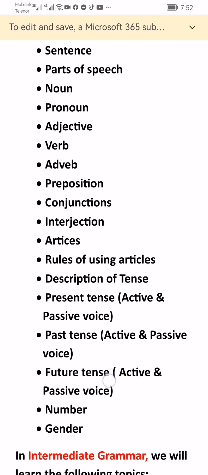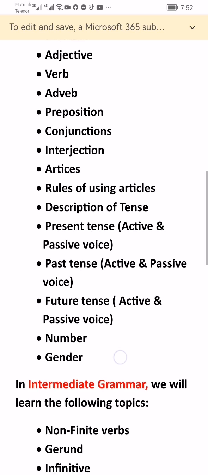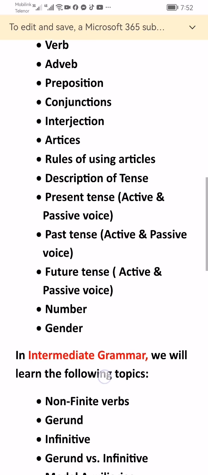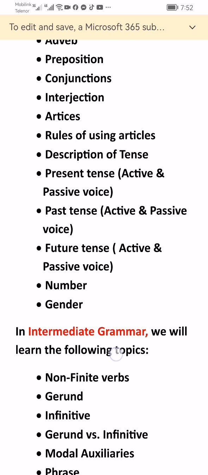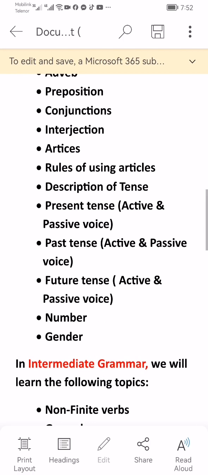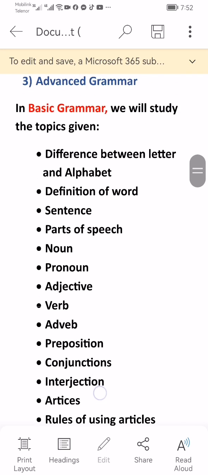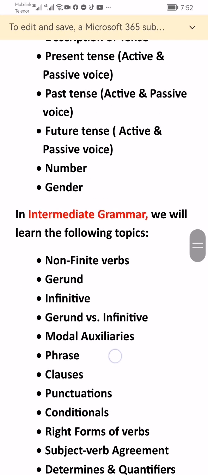Then we will discuss the description of tenses, what tenses are. Then we will discuss the three types of tenses: present tense, past tense, and future tense. And we will discuss in these tenses active voice and passive voice. And then in the last of this course we discuss the number of a noun, and lastly we will discuss gender. So these are all the things that we will learn in basic grammar.